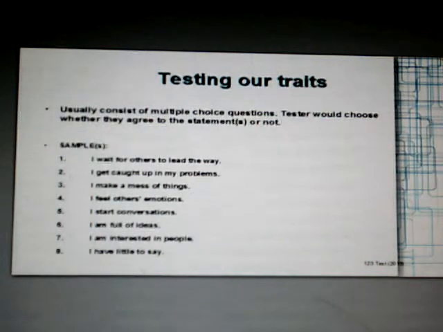in order to find out which of the traits best matches you, theorists have created multiple tests for one to take. The most successful tests usually consist of multiple choice questions that ask the test takers for their interpretations of certain feelings or events. This page of the slideshow gives examples of questions used to decode our major traits, such as: I wait for others to lead the way, I get caught up in my problems, I make a mess of things, I feel others' emotions, I start conversations, I'm full of ideas, I'm interested in people, and I have little to say.